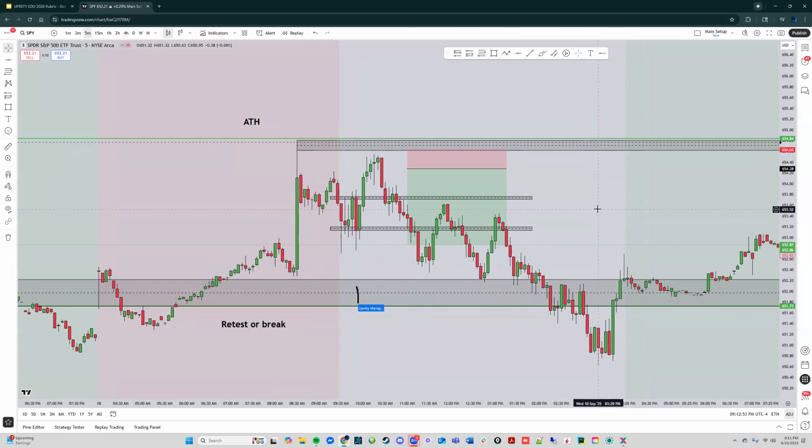This ends up becoming our demand zone. This ends up becoming our supply zone. So now we've established we have a channel. What happens inside of this channel? Nothing. I don't really want to trade it.